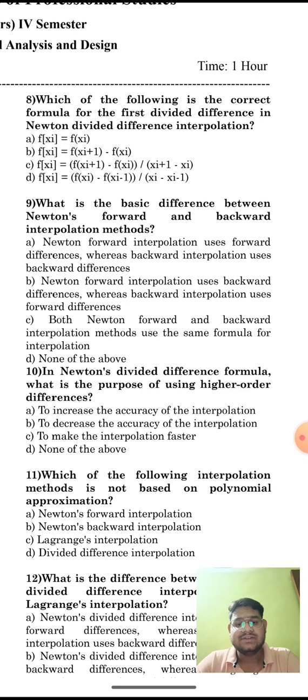What is the basic difference between Newton's forward and backward interpolation method? Options are Newton forward interpolation uses forward difference, whereas backward interpolation uses backward difference.